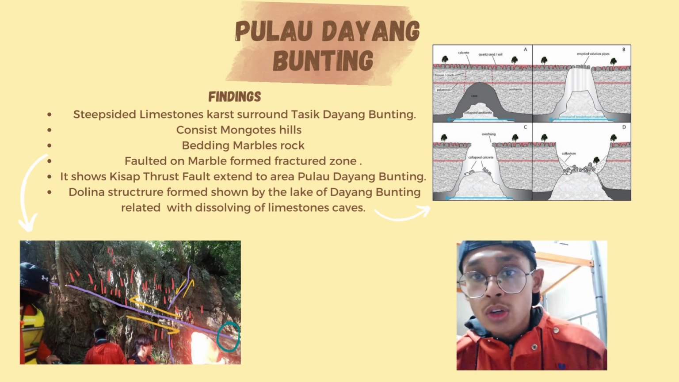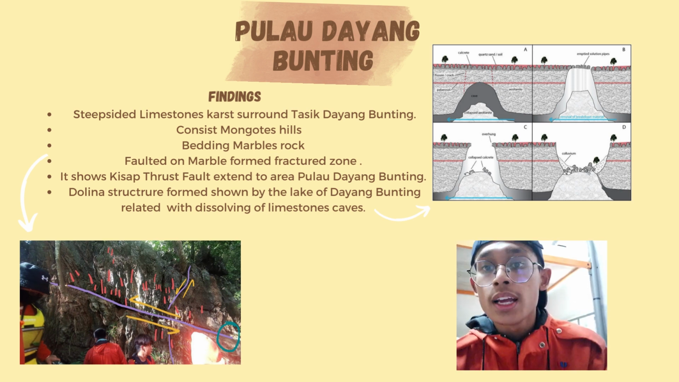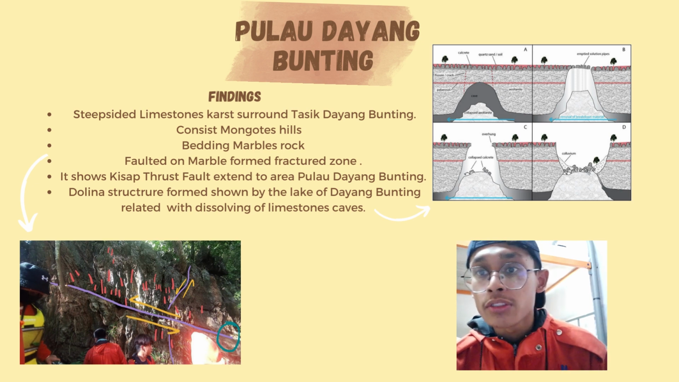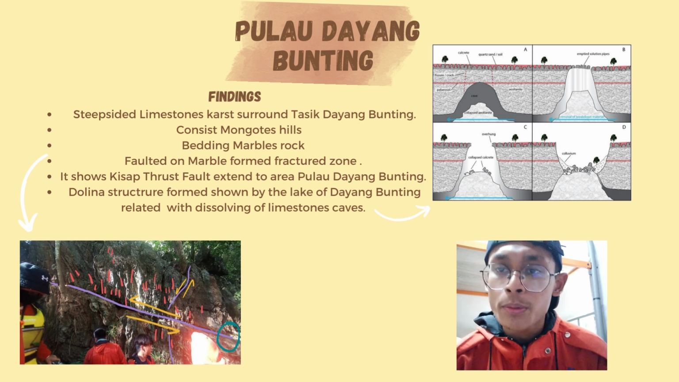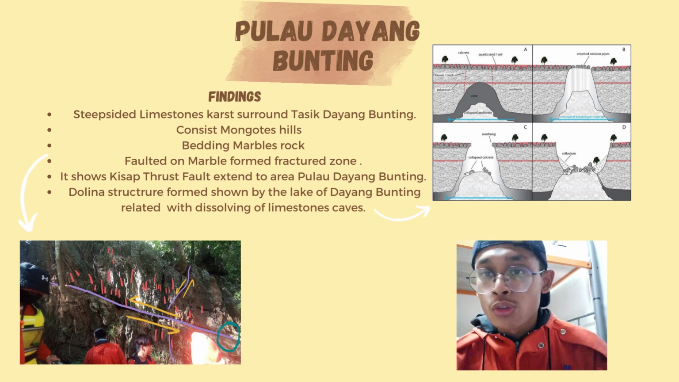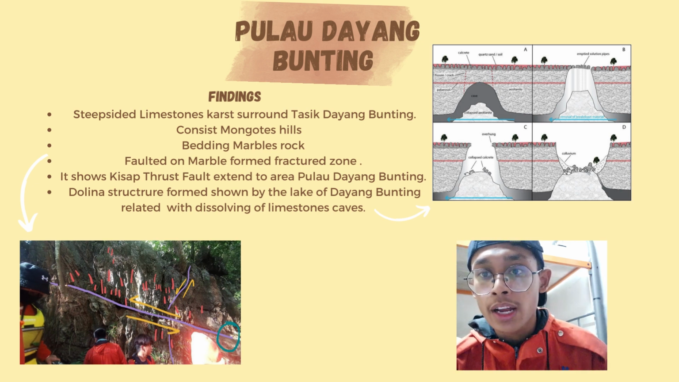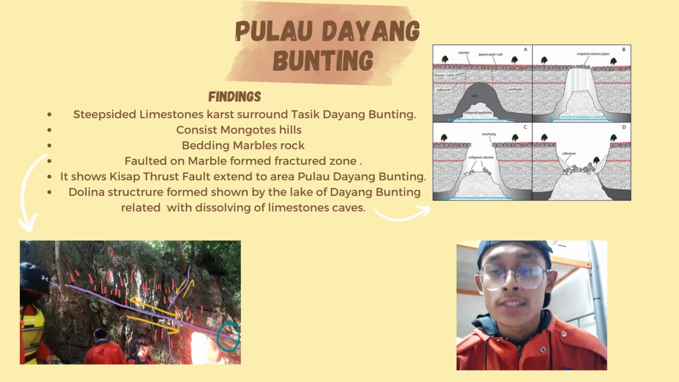Next is the doline structure shown by the lake of Dayang Bunting, related to the dissolving of limestone. Limestone may be an effective reservoir rock. A good reservoir rock is one that contains significant porosity and permeability to store hydrocarbon and allow it to flow. The doline, also known as a sinkhole, is formed by accumulation of water from an underground river and the control river mouth. In this case, the control river mouth is a 10-meter thick limestone reservoir trapped underground that transmits the water from the lake to the sea and is intruded by seawater.